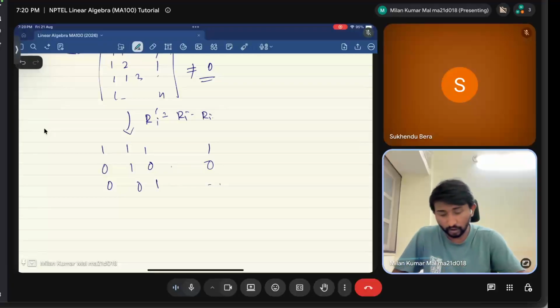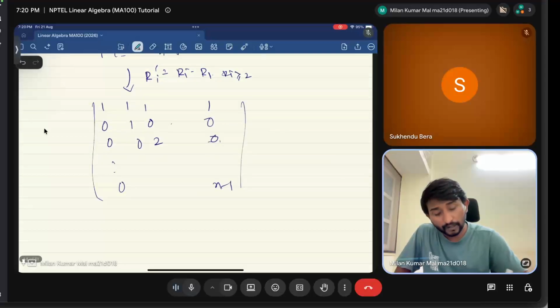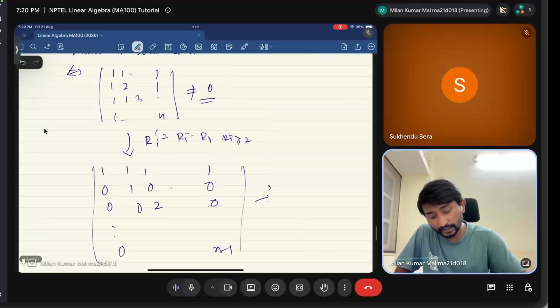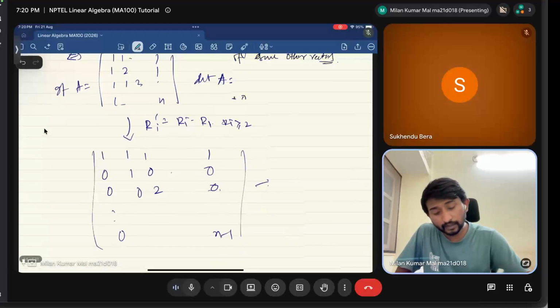No, not like that. Ri dash is ri minus R1, for all i greater than or equal to 2. The next one will be 2, all the way to 0, and in this one the last will be n minus 1. So this is the matrix, the row reduction matrix. Now, what is the determinant of this matrix? If this is the A matrix, the requirement is that the determinant of A is not equal to 0.